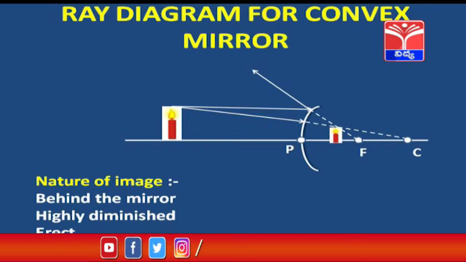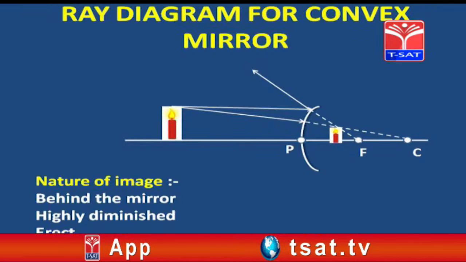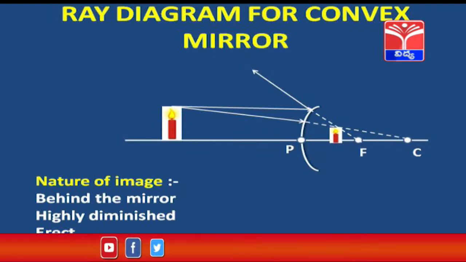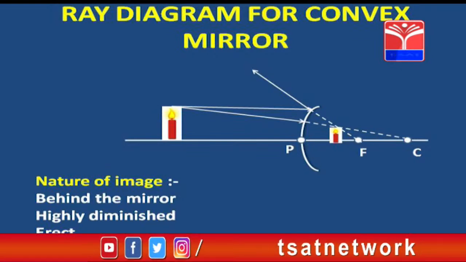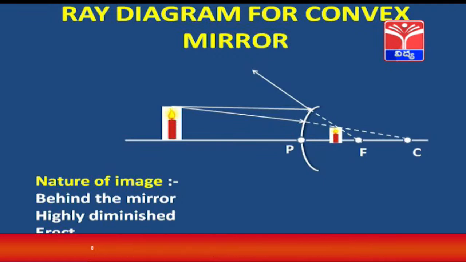Just look at the image, children. The image is highly diminished as compared to the object. It is erect. Yes, children, it is upright. It is not inverted like the concave mirror image. It is upright, erect, and it is a virtual image. The images that are formed behind the mirror are virtual images. So, this is the ray diagram for the convex mirror.